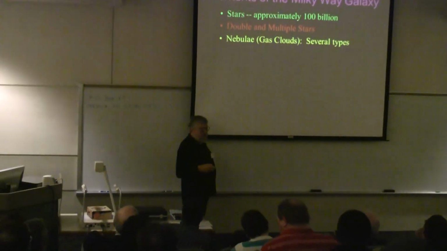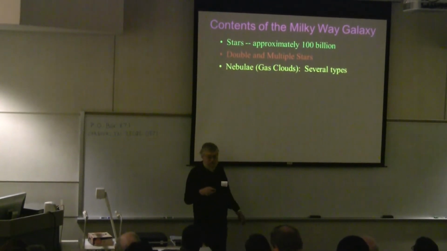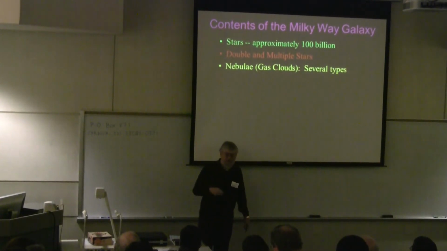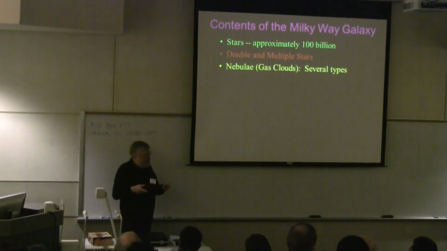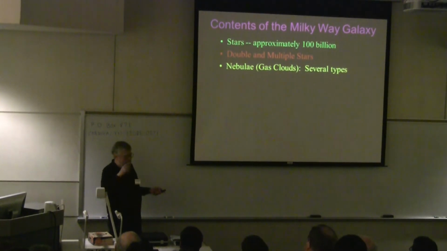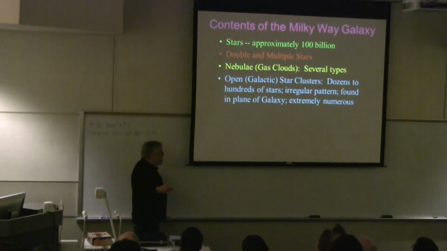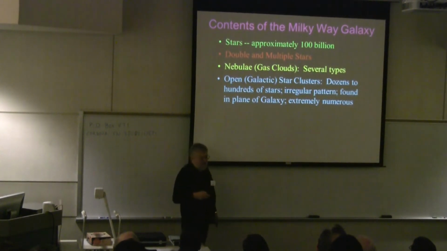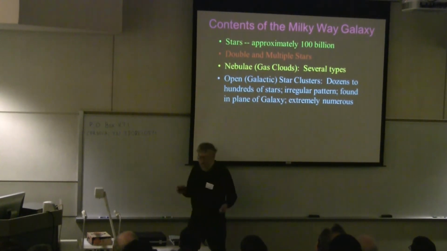There are gas clouds, nebulae. Nebula is the Latin word for cloud, and they abound in galaxies. They're made of gas and dust, and they can either be new stars forming from them, or they can be remnants of old stars, or a mixture of those, and we'll get into that as well. Several types of nebulae. There are clusters of stars. As it turns out, all stars are formed in clusters. You don't have just a single star forming by itself. They're always formed in groups or clusters.